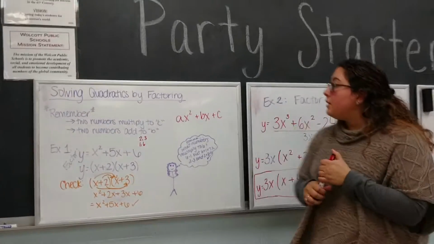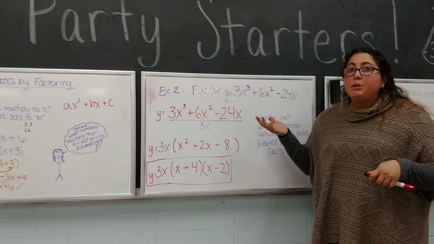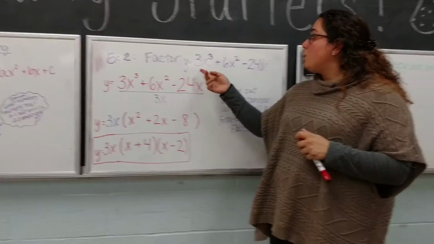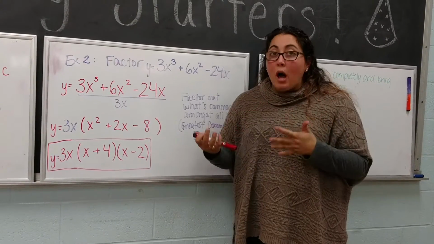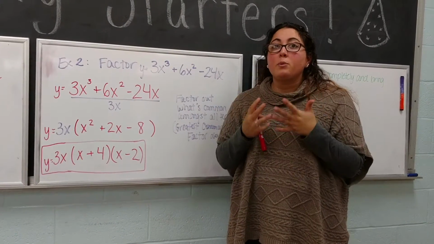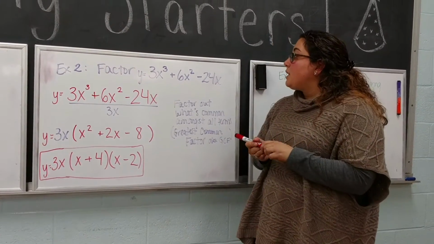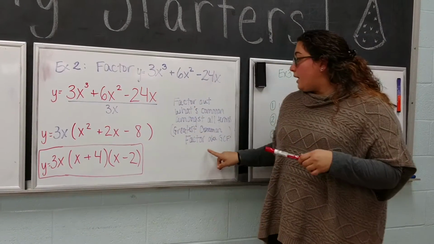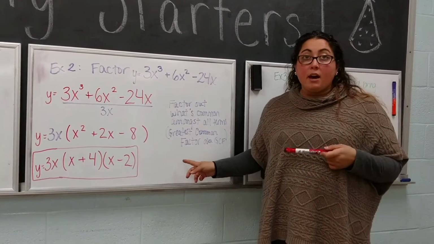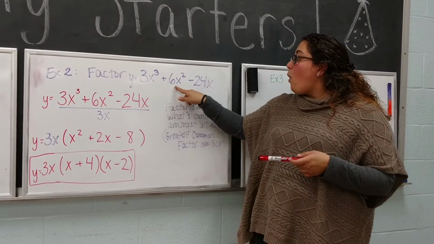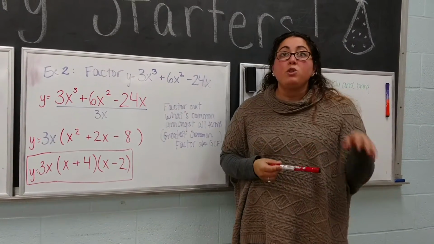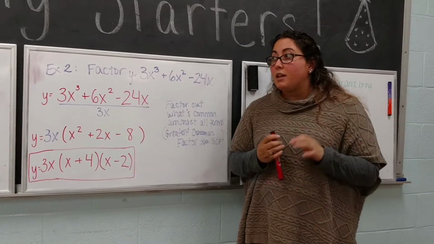So for our second example, it's a little different than the first. y equals 3x cubed plus 6x squared minus 24x. Well, we don't know how to factor a cubic, so we have to look for other ways that can help us. One of the things that you always want to look for is a greatest common factor, or GCF. In this case, my GCF is going to be something that all of these terms happen to share. You should always look for this first. It'll make your life a lot easier.